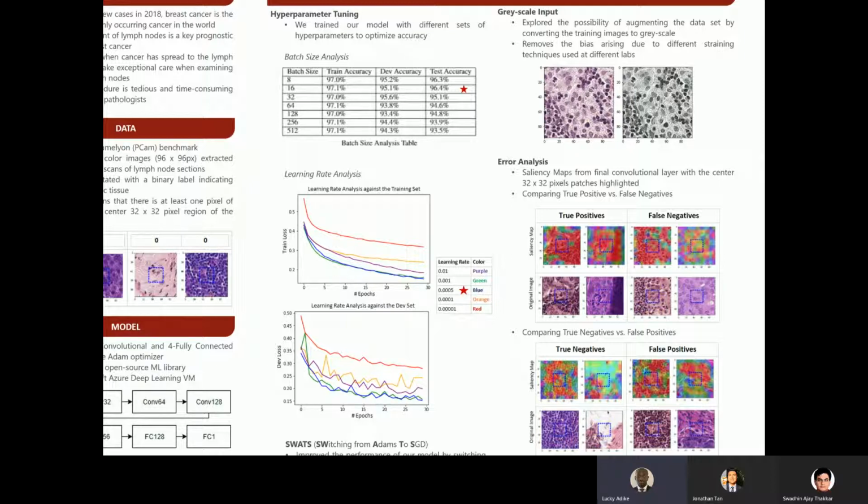In the same vein, training over 30 epochs, we started with a learning rate of 0.001, and we increased and decreased and landed at 0.0005 as the optimal learning rate.